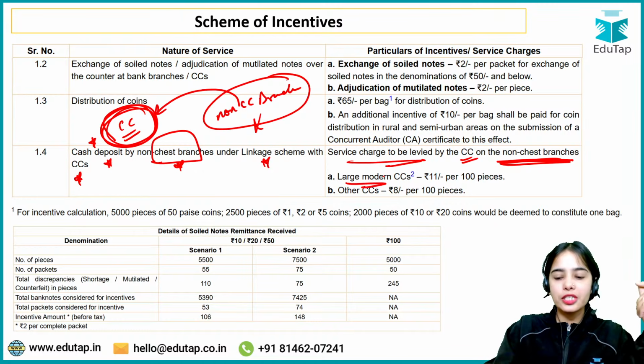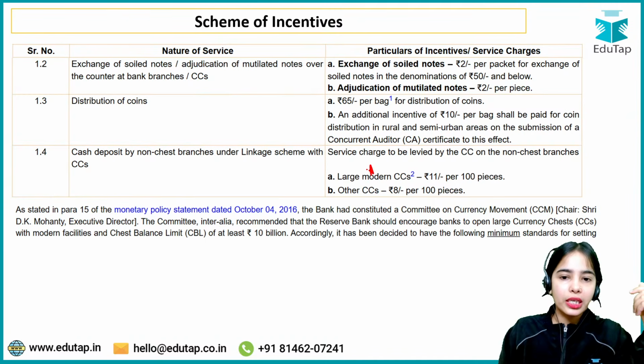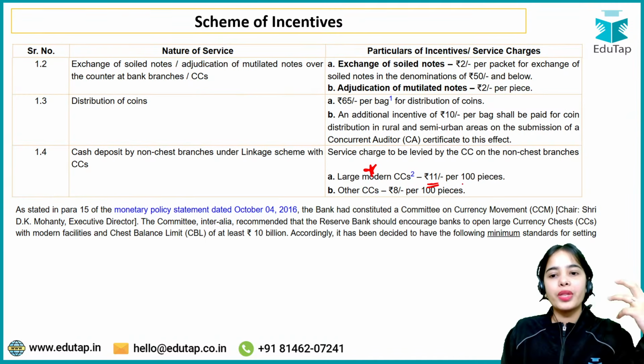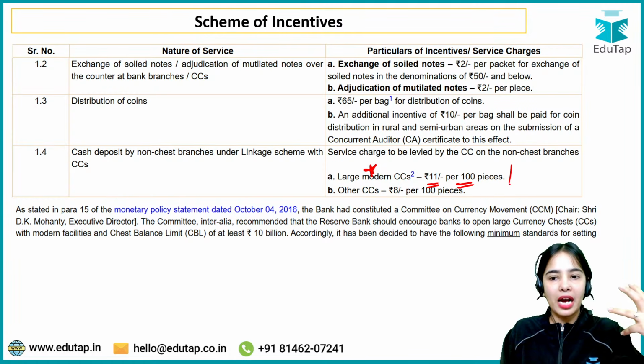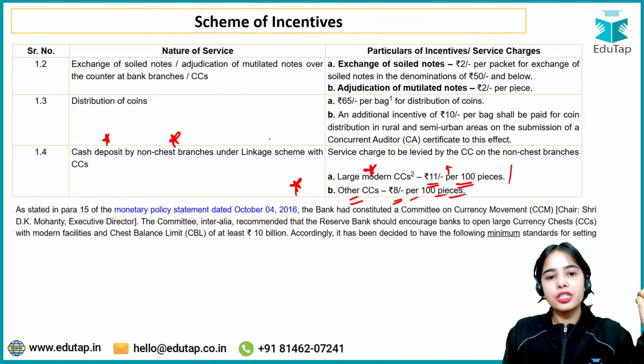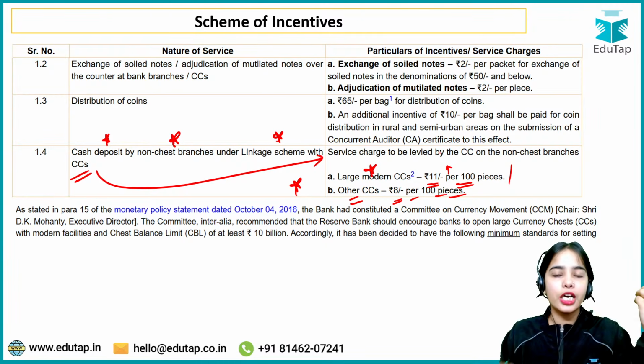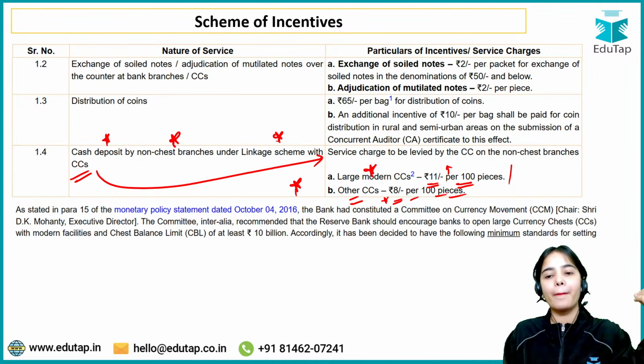Large modern currency chest, if we are talking about the large modern currency chest, rupees 11 per 100 pieces of the banknotes. This is the service charge. Other currency chest, rupees 8 per 100 pieces of the banknotes. This is the service charge. So cash deposit by non-chest branches under the linkage scheme with the currency chest will garner the service charge of rupees 11 per 100 pieces from the large modern currency chest, and other currency chest can take the service charge of rupees 8 per 100 pieces.